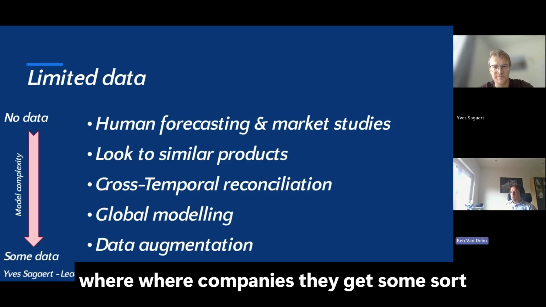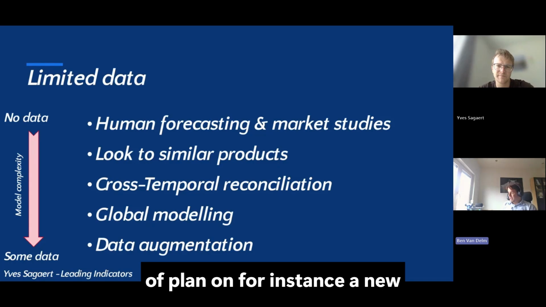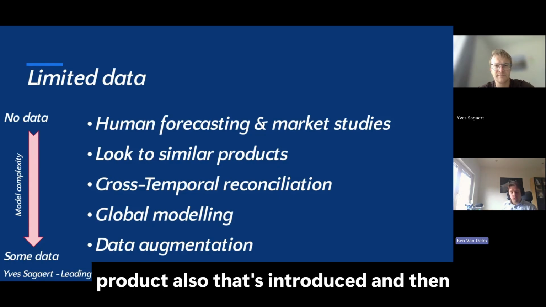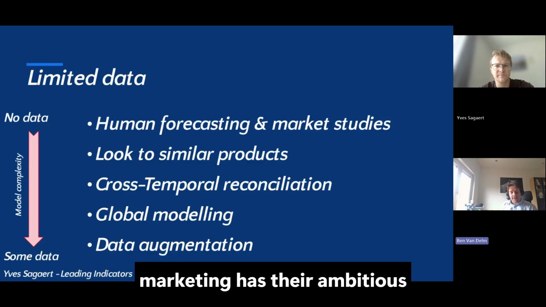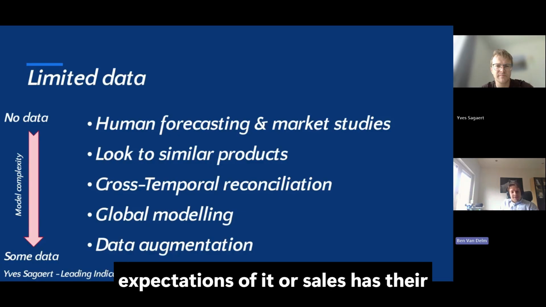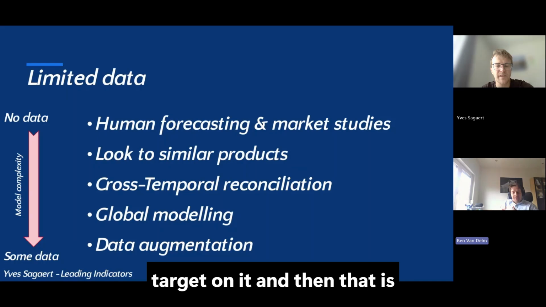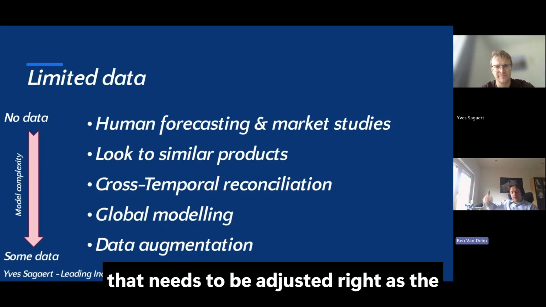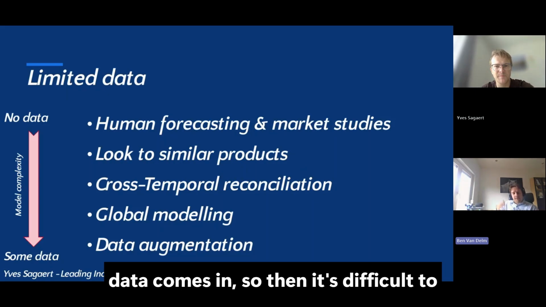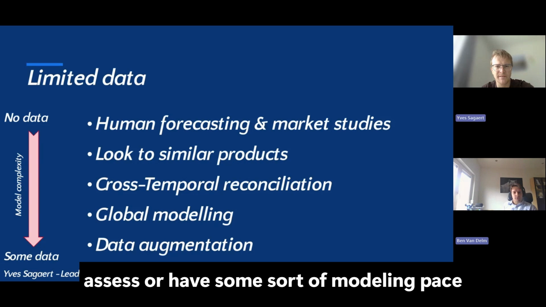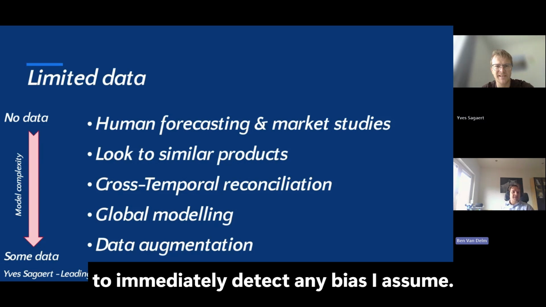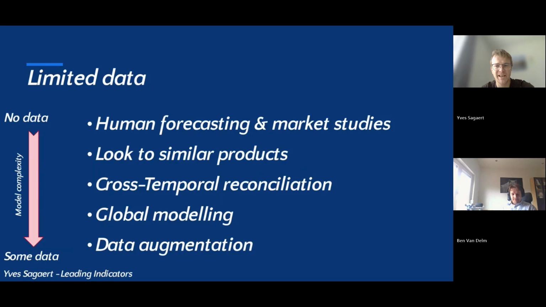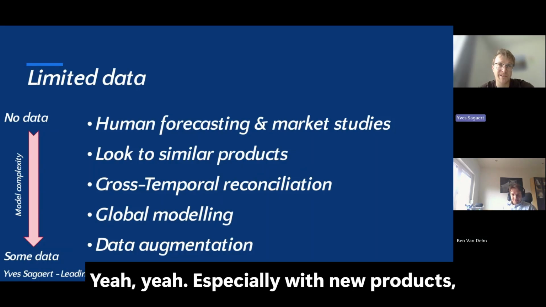Because this is often where companies get some sort of plan for, for instance, a new product that's introduced, and then marketing has their ambitious expectations of it, or sales has their target on it, and that is the human forecasting input. But then that needs to be adjusted, right, as the data comes in. So then it's difficult to assess or have some sort of model in place to immediately detect any bias, I assume. Yeah, especially with new products, it's very difficult.